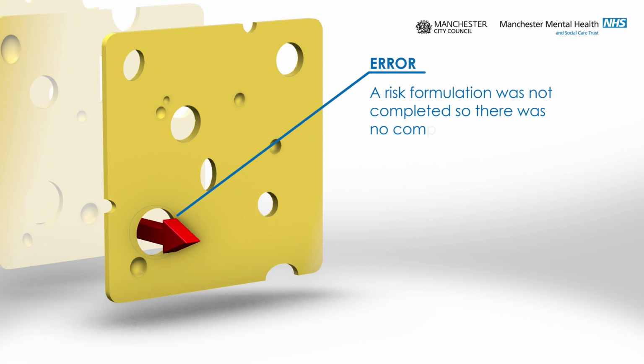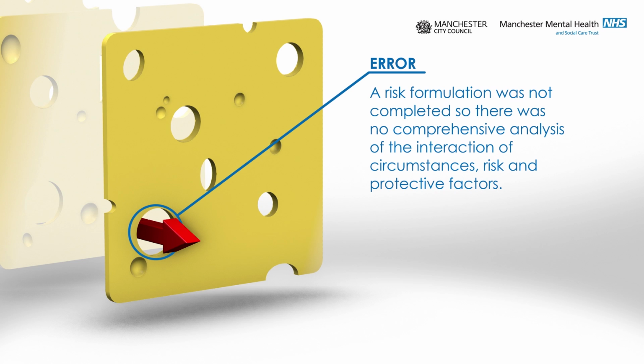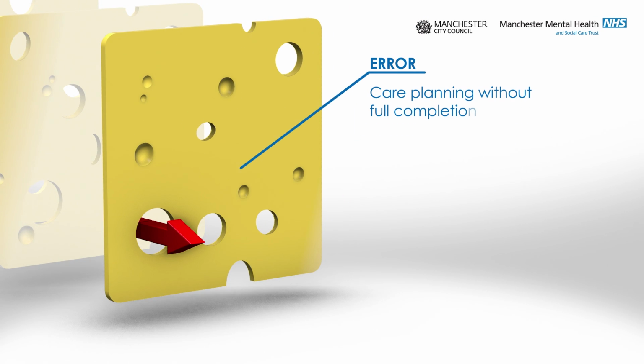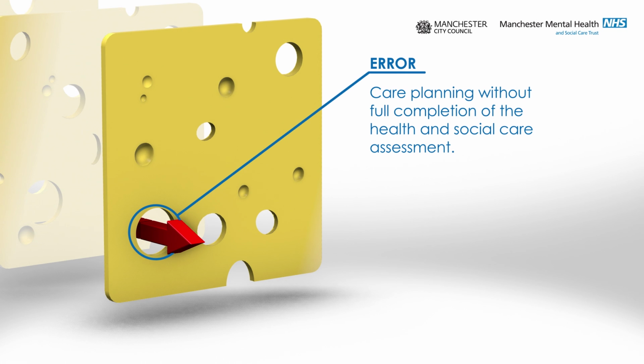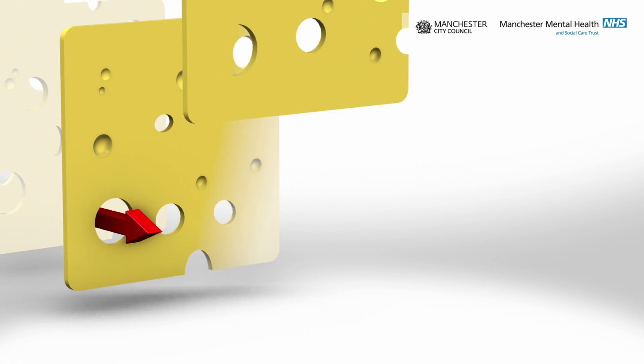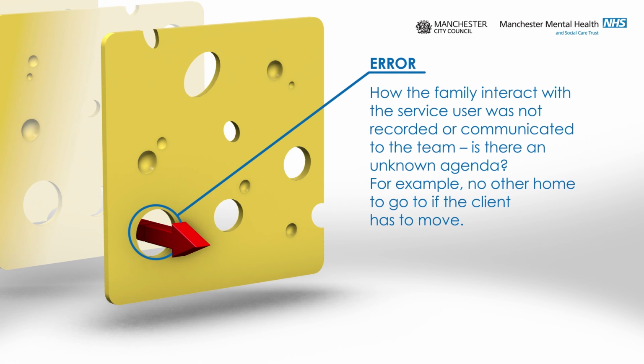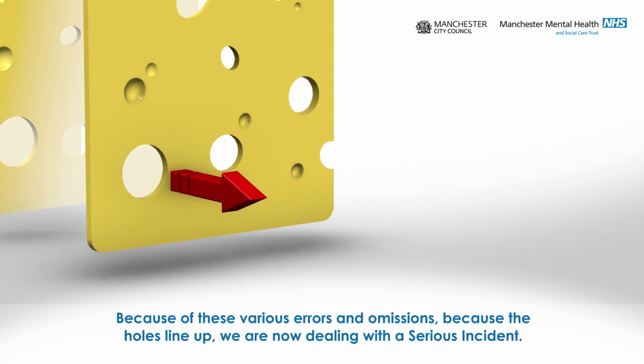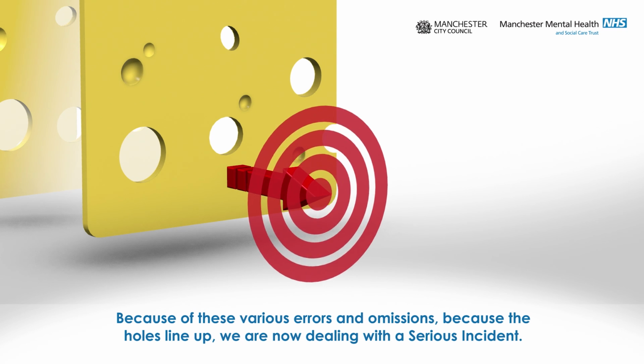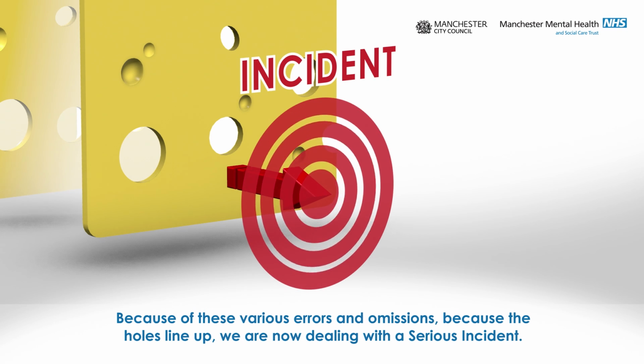C. A risk formulation was not completed, so there was no comprehensive analysis of the interaction of circumstances, risk, and protective factors. D. Care planning without full completion of the health and social care assessment. E. How the family interact with the service user was not recorded or communicated to the team. Is there an unknown agenda? For example, no other home to go to if the client has to move. Because of these various errors and omissions, because the holes line up, we are now dealing with a serious incident.